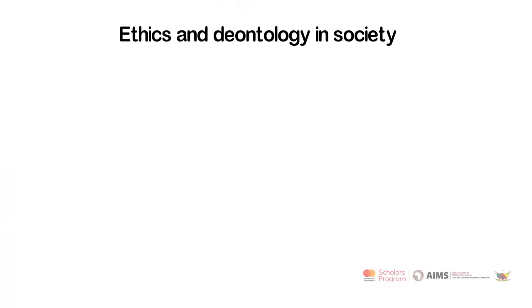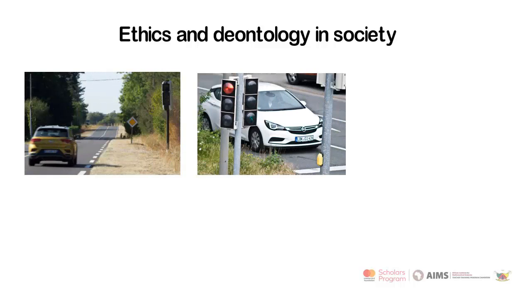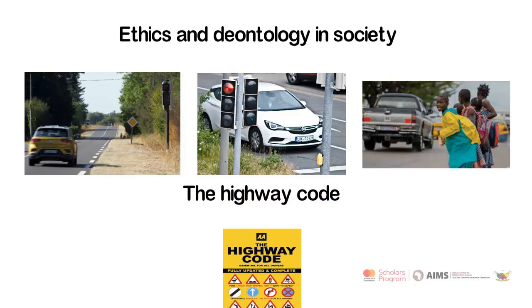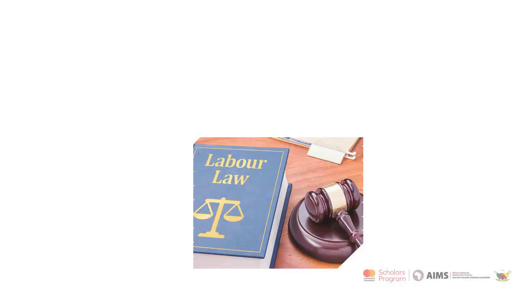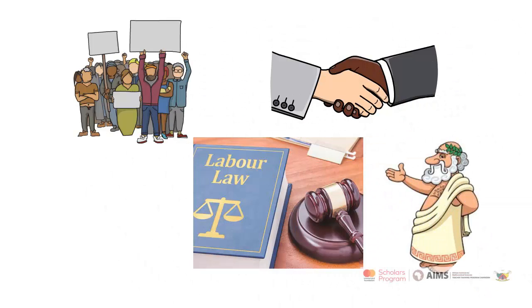Ethics and deontology in society. In order to better regulate its activities and avoid chaos, human societies have established rules of conduct. That is why we have the Highway Code for the use of public roads, the Labor Code to supervise workers, the Code of Ethics for each trade, including the teaching role.